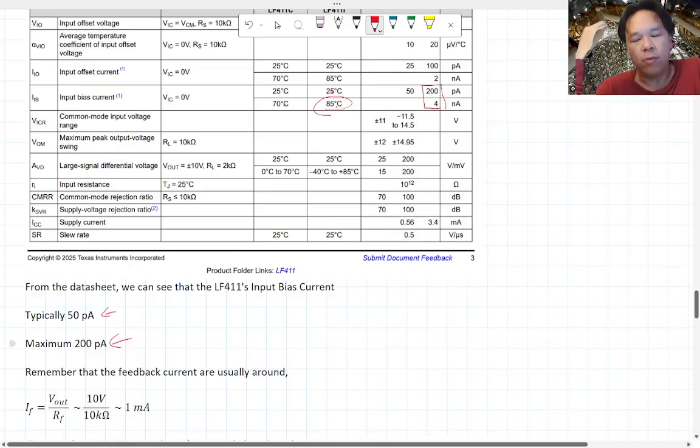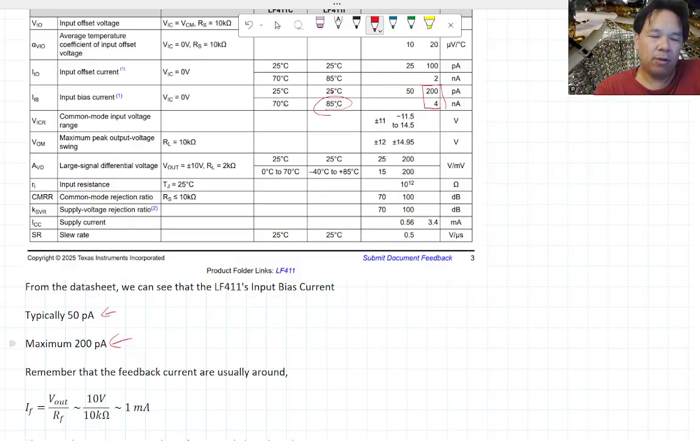Typical means that when they make the device and measure 100 devices, the average is going to be about 50 picoamp. The maximum means that if one of these devices is at 201 picoamp of input bias current, they chuck it. They cannot sell that. So that's the maximum. Typically when you're designing things that you want to work for a long time, you design for the maximum number as opposed to the typical, because the typical will have some fluctuation in it.